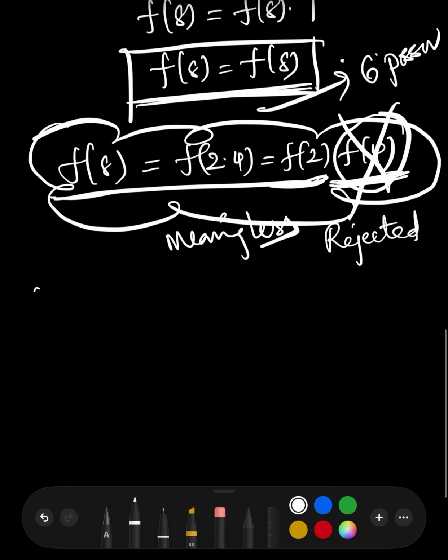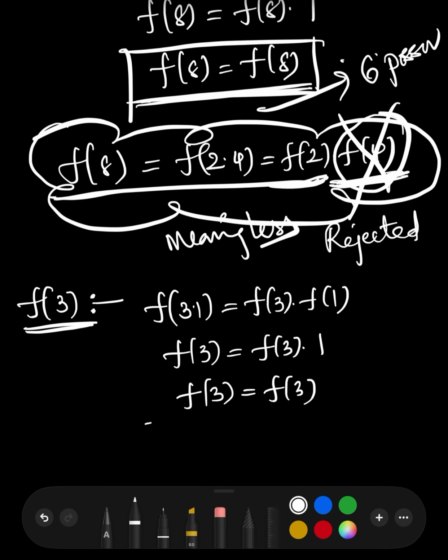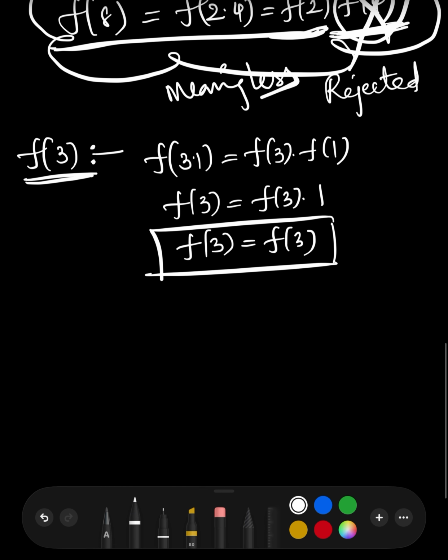Now move to the most important case, that is f of 3. I will tell you why. See, I can write f of 3 as f of 3 into 1, so that it is f of 3 into f of 1. So f of 3 equal to f of 3 into 1, so f of 3 equal to f of 3. By seeing this, what we will think is, clearly f of 3 equal to f of 3, very simple, 6 possibilities.